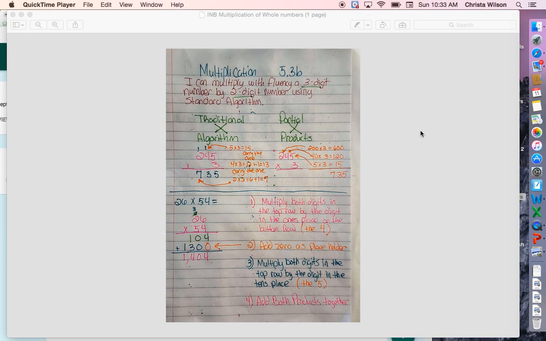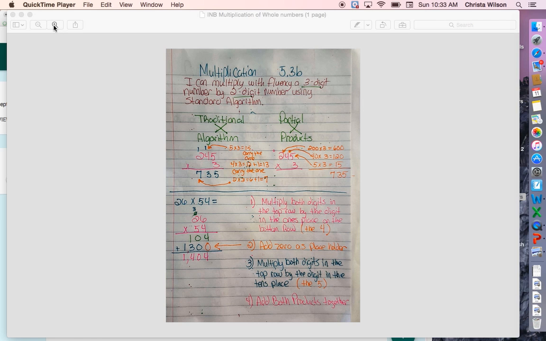Math journal, we're going to take notes on multiplication. So on the next empty page, go ahead and title it multiplication, and the TEK is going to be 5.3b. I can multiply with fluency, and fluency means easily, a 3-digit number by a 2-digit number using the standard algorithm. And please remember, you can stop this video to catch up with your notes at any time.